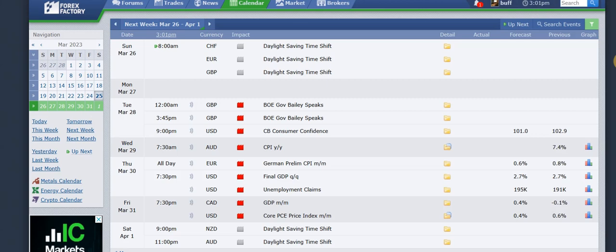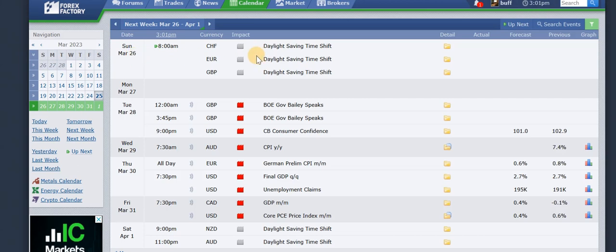All right, so this is the economic calendar for the week from Forex Factory. It's free. You can set it up. I'm only interested in high impact news events. As you can see, there's not much this week at all coming up.